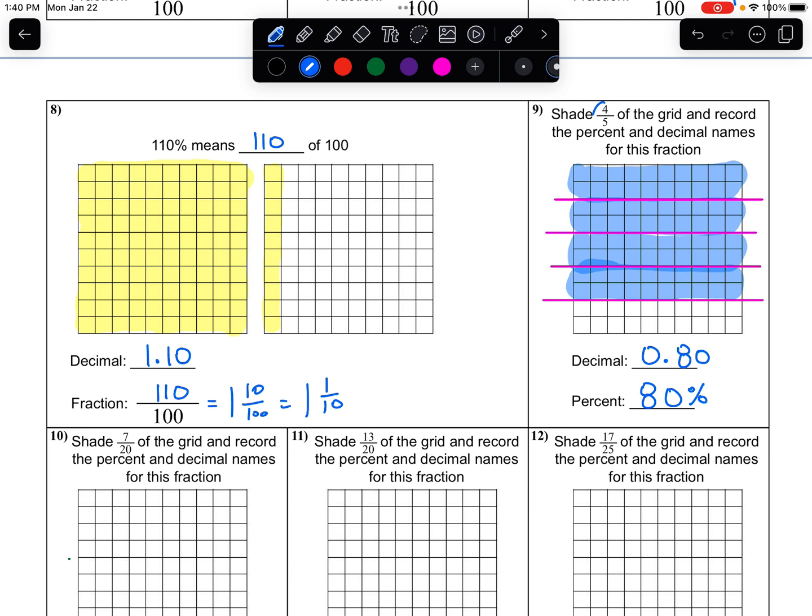Real briefly, you may be wondering, how is this 4/5? Well, let's think about it. If we wrote this as a fraction, we wrote 80 over 100. Remember, this could be simplified or reduced, right? You can divide both the top and bottom by 20. If I divided by 20, 20 goes into 80 4 times, and it goes into 100 5 times. So that's how you get 4/5 being the same as 80% or 80 over 100.